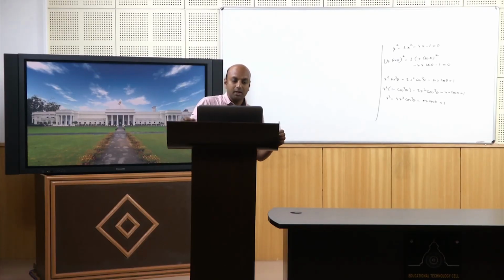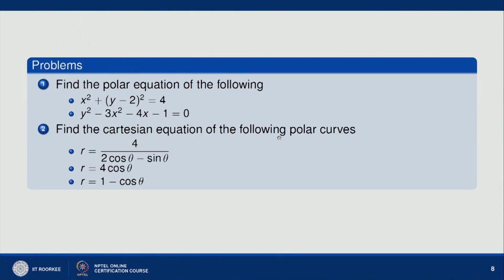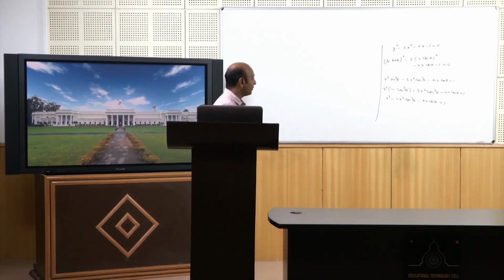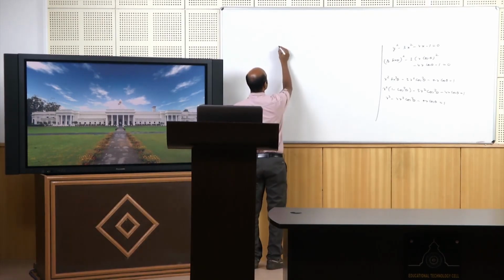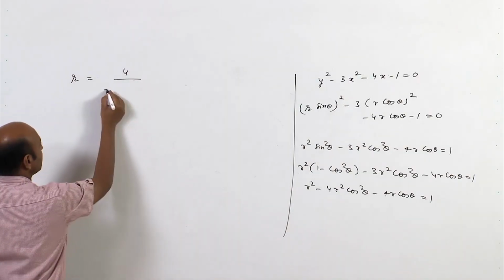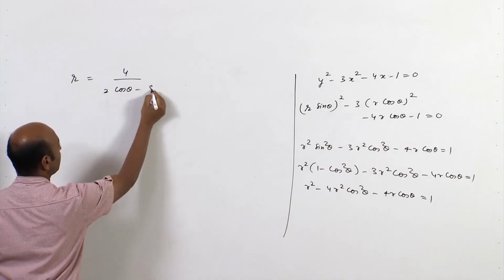Okay. Now, second problem, find the Cartesian equation of the following polar curves. Now, the polar curve is given to us and we have to find out the equivalent equation in Cartesian coordinates. Okay. So, how can you find that? The first problem is r is equal to 4 divided by 2 cos theta minus sin theta.